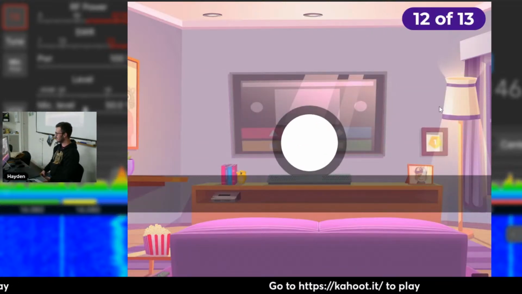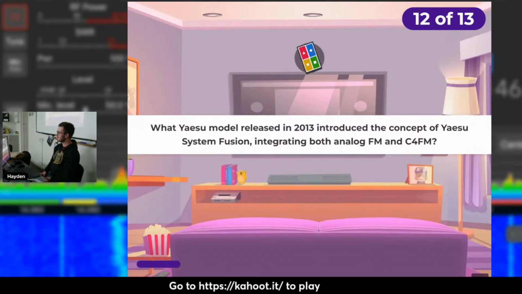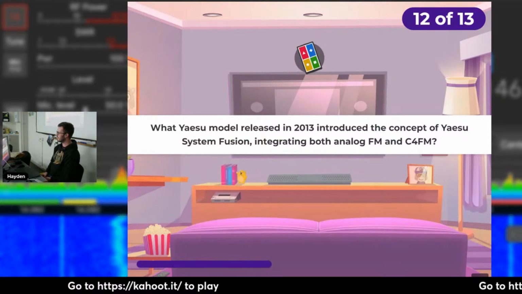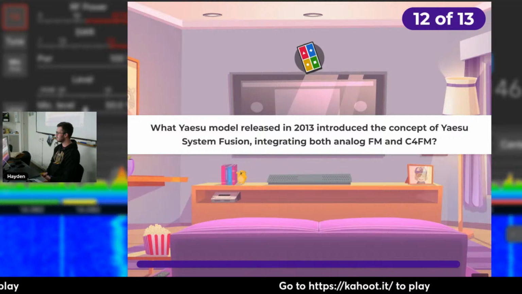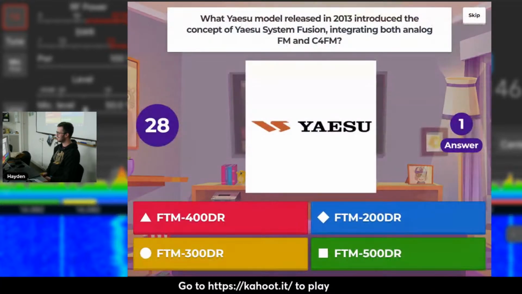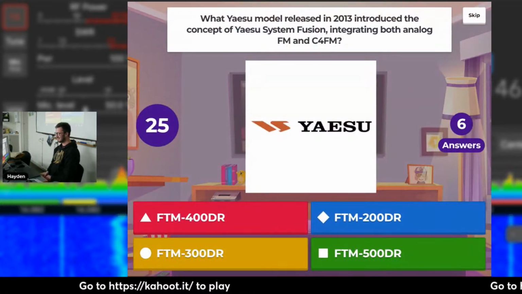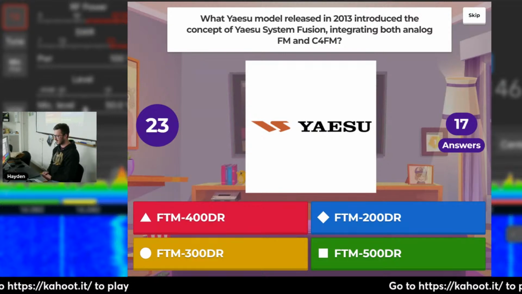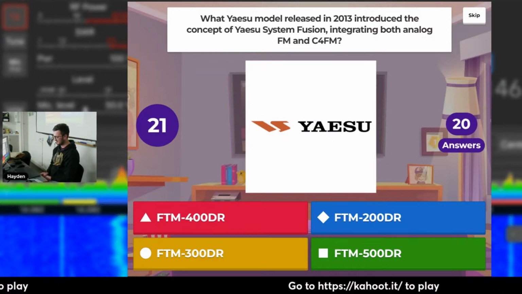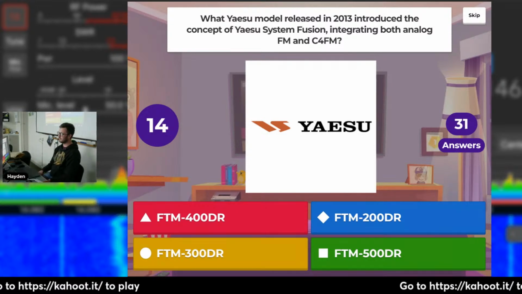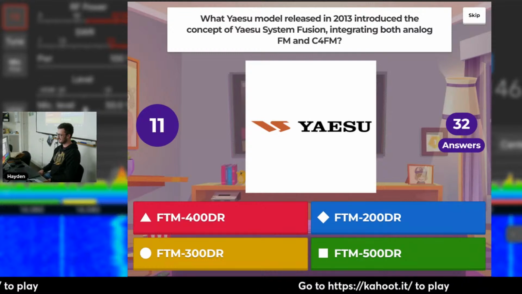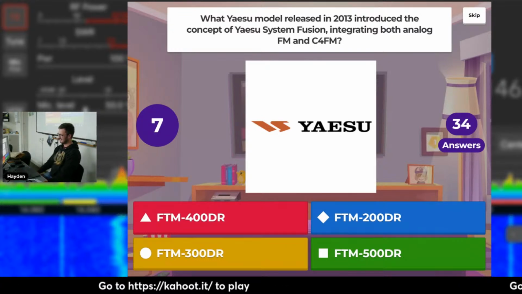All right, second last question, I think. Yes, double points. What Yaesu model released in 2013 introduced the concept of Yaesu System Fusion, integrating both analog FM and C4FM? Was it the FTM-400DR, the FTM-200DR, the FTM-300DR, or the FTM-500DR? Which Yaesu model released in 2013 introduced YSF? I clicked the wrong one. I think 2013 is probably one of the first ones.